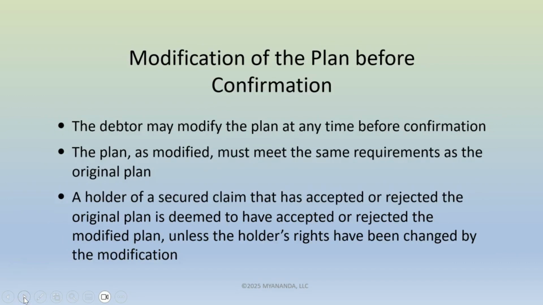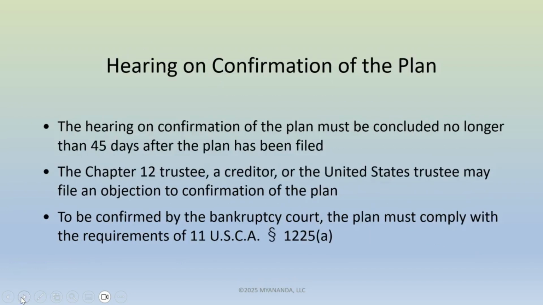The plan can be modified at any time before confirmation, and it has to meet the same requirements as the original plan. And the holder of a secured claim that's accepted or rejected the original plan is deemed to have accepted or rejected the modified plan unless the holder's rights have been changed by the modification. There is a hearing to confirm the plan, just like in Chapter 13, and it has to be concluded no longer than 45 days after the plan's been filed. In Chapter 12, the trustee, a creditor, or the United States trustee may object. And to be confirmed by the court, the plan must comply with 11 U.S.C. 1225(a).